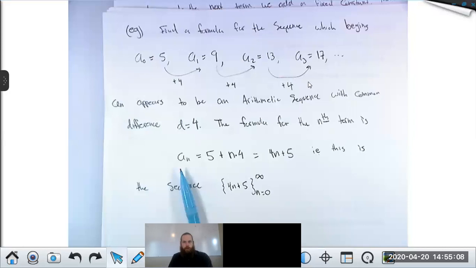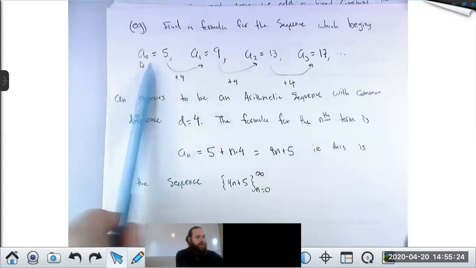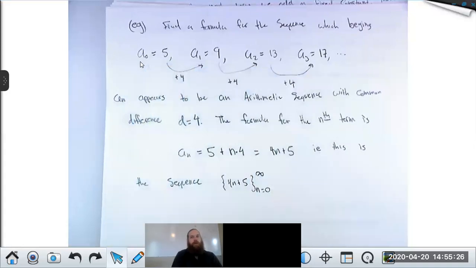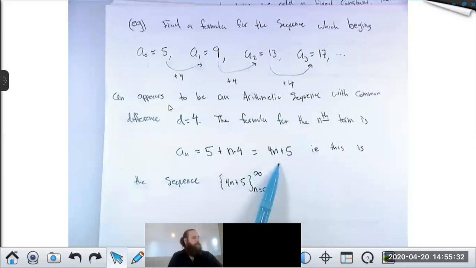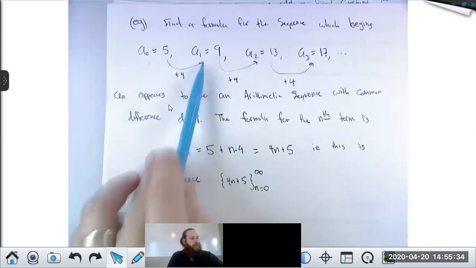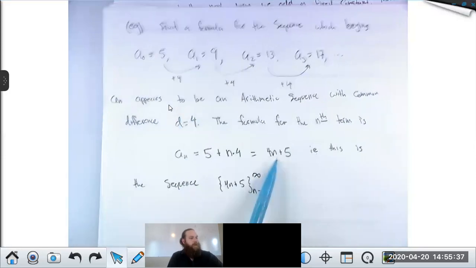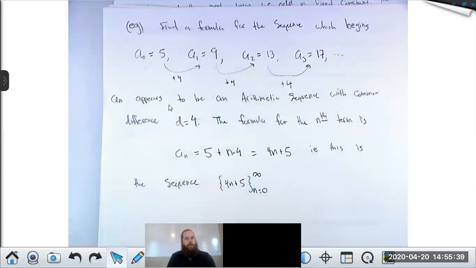Smaller number on bottom. I'm not too sure exactly what you mean by that. So these numbers down here, the 0 here, the 1, 2, 3, those are the index. That's like the value of the variable. So if I think of this as a function, a of n equals 4n plus 5, then a_1 is what you get when you plug in 1 for n. a_3 is what you get when you plug in 3 for n, and so on.